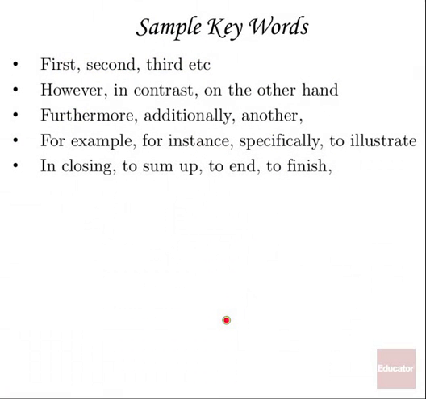Here again are some of the sample keywords for you. You can make sure that you use first, second, third, etc., any numbers. However, in contrast, on the other hand, if you're talking about how herbivores are different than carnivores; furthermore, additionally, another. And for those minor supporting details, don't forget, for example, for instance, specifically, to illustrate. And also for that last essay: in closing, to sum up, to end, to finish. That's for your final paragraph. Make sure you give a nice big signal to your reader saying, hey, we're almost done here.